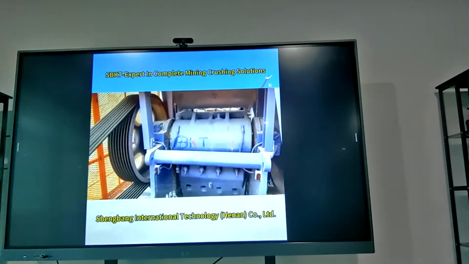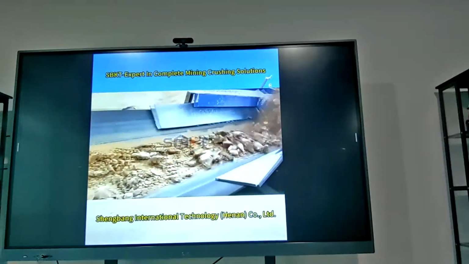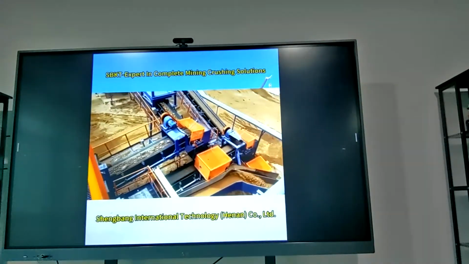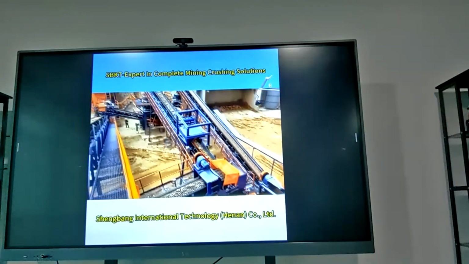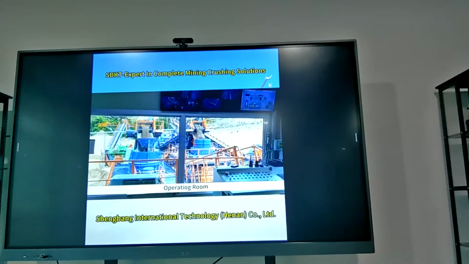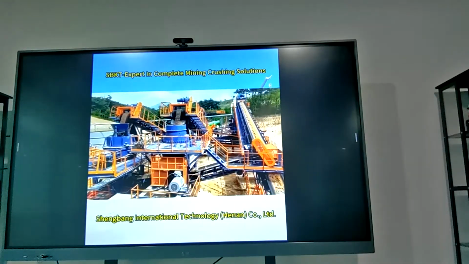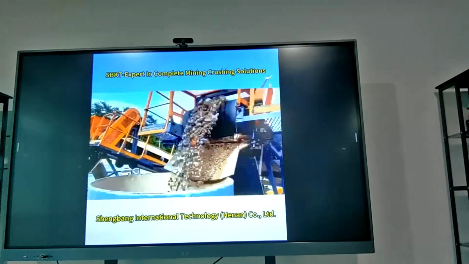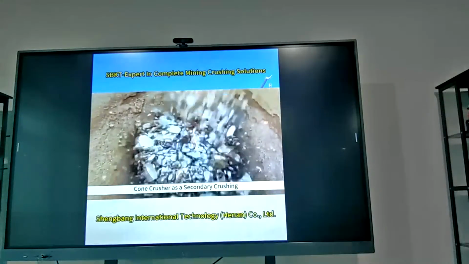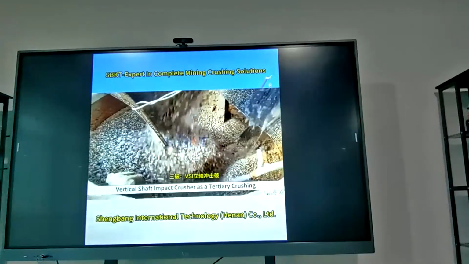Next is the lubrication system. For the general jaw crusher, grease is usually used for lubrication, which is easy to leak and oxidize, and is consumed quickly. It needs to be replaced frequently, which not only increases the maintenance cost and workload, but also may affect the normal operation and service life of the equipment due to poor lubrication.